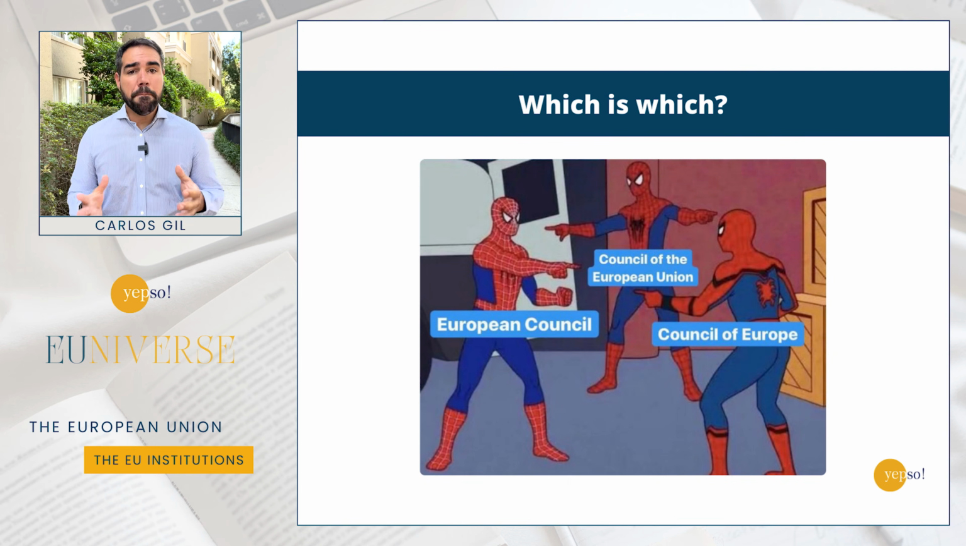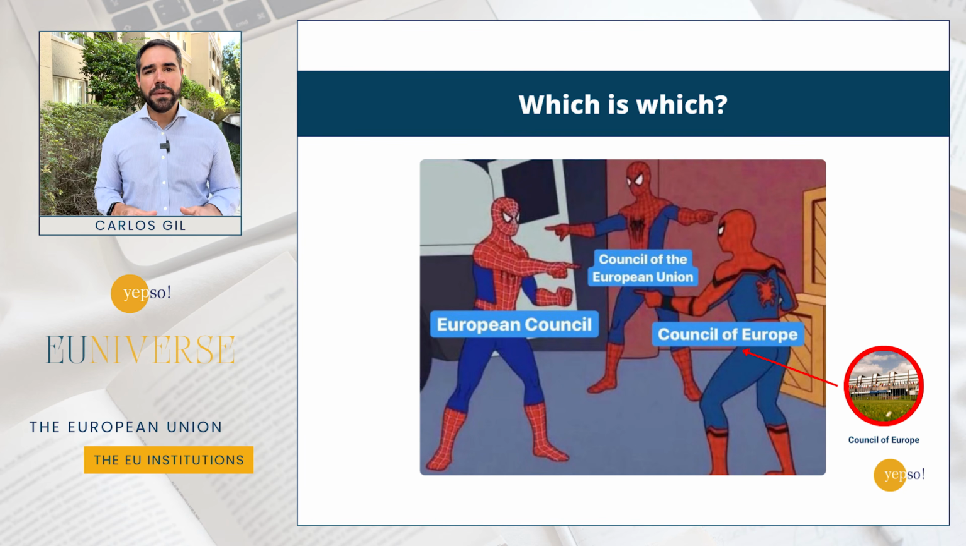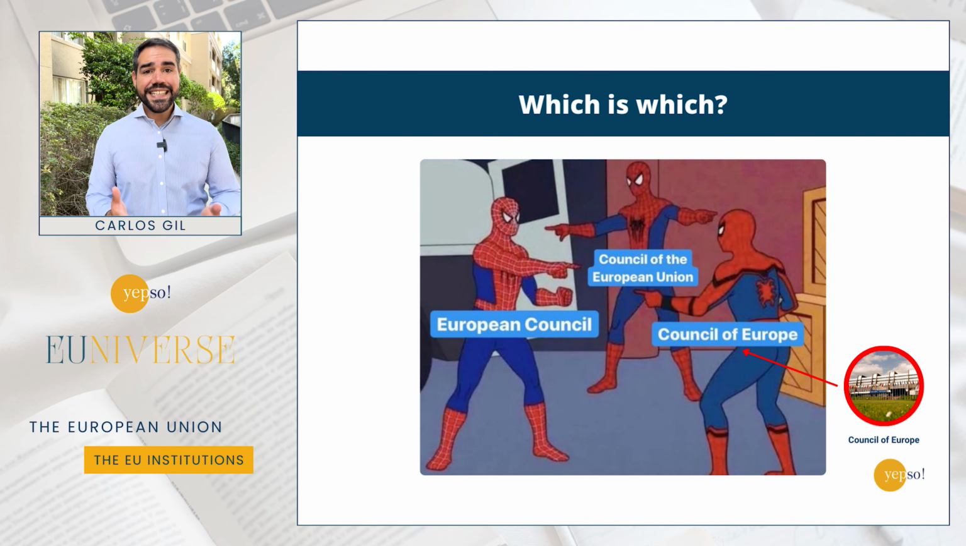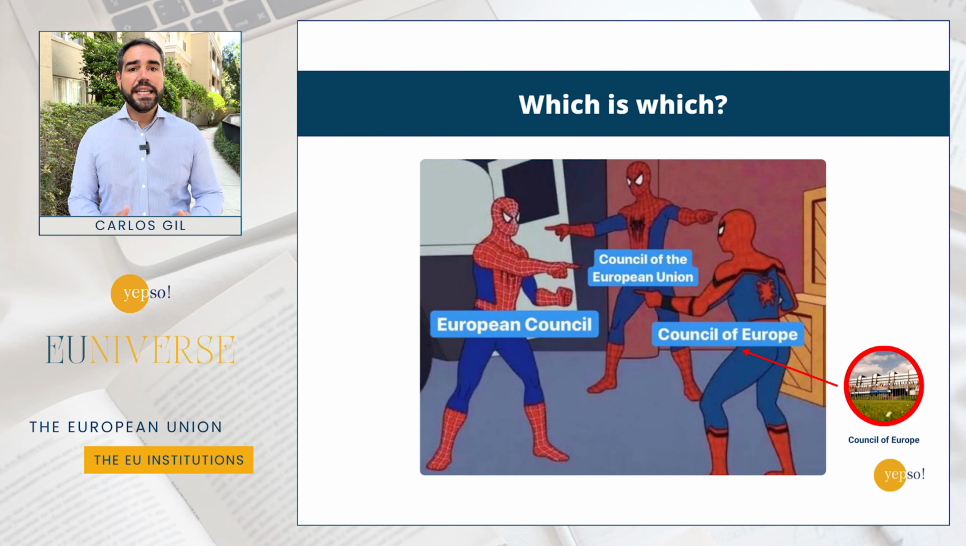But let's unpack the Spider-Man meme here and make clear what distinguishes the Council from the European Council. First, you can see in the meme the Council of Europe. We can leave this body out from the outset as it does not belong to the EU ecosystem, as you probably know. It is an international organization dedicated to human rights, democracy, and the rule of law. However, as I say, it is independent. It is not part of the EU's structure.